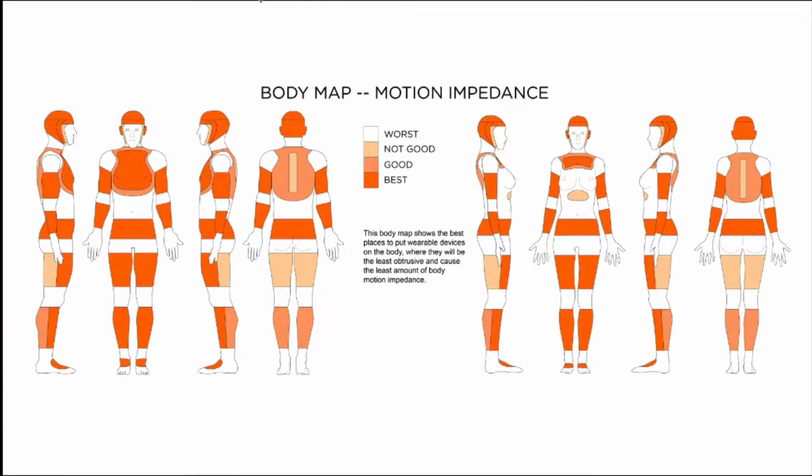Motion impedance. This is pretty straightforward. Where can you strap things or put things on the body that aren't going to impede the motion of a person? It seems like common sense, but as a research scientist and as an academic, I need to build a case for why I'm not going to put the electronics in the elbow, right?